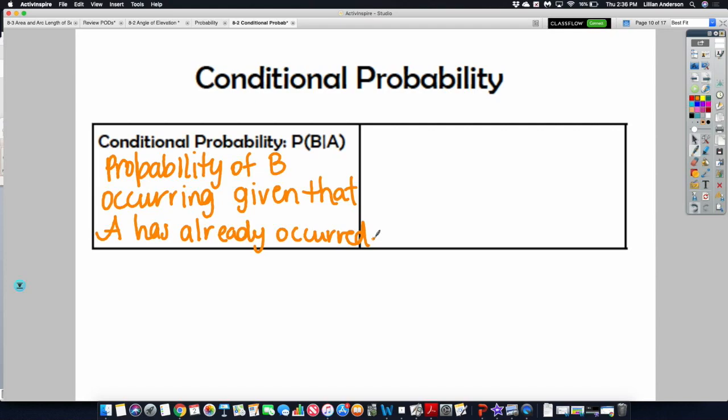The formula for conditional probability is as follows. The probability of B given A is equal to the probability of A and B happening over the probability of A. And of course, you know, you can use the and symbol, the N looking symbol.